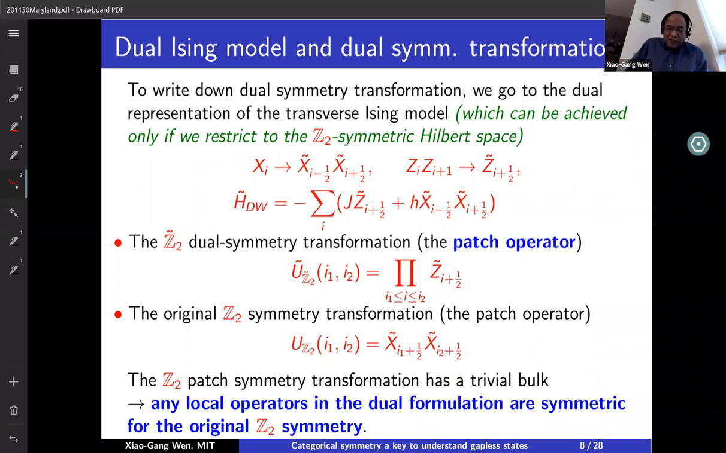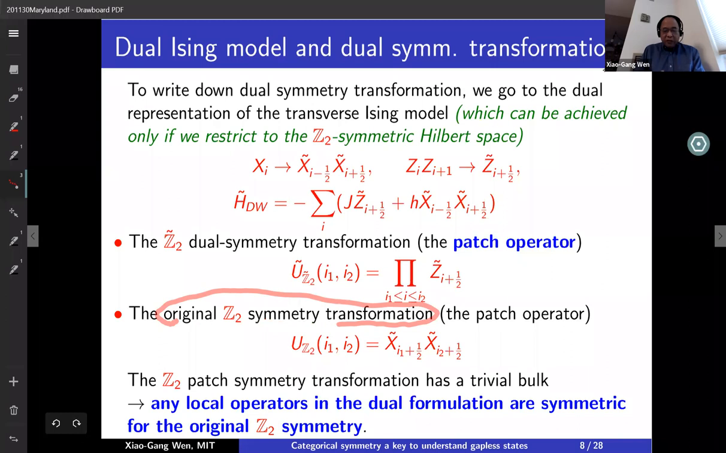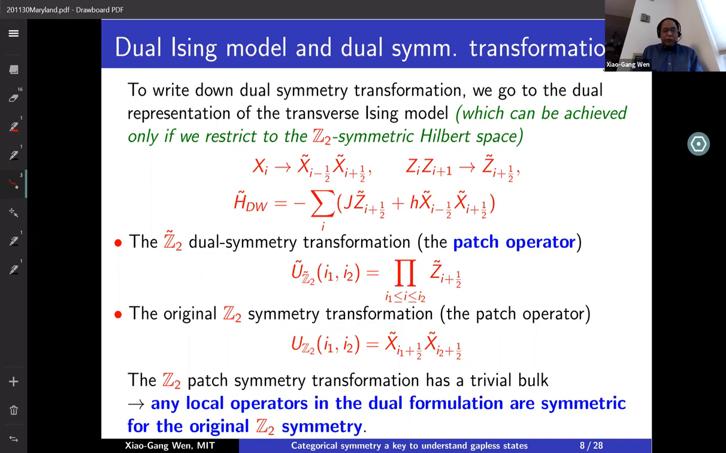So everything looks normal. But the first surprise is that the original Z2 symmetry transformation, when written in the dual model, becomes something like that. We already have an empty bulk. The bulk is trivial. We don't have a boundary operator. So in a sense, in the dual formulation, the original Z2 symmetry is trivial. That looks strange, but actually it's okay. It really means that in the dual formulation, any local operator is symmetric under the original Z2 symmetry. That's why in the dual formulation we don't have a constraint from the original Z2 symmetry, and it's a trivial transformation. Okay.